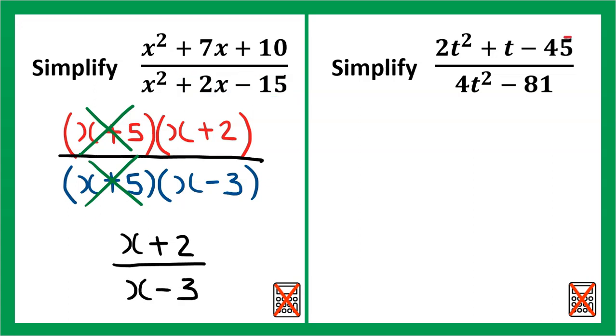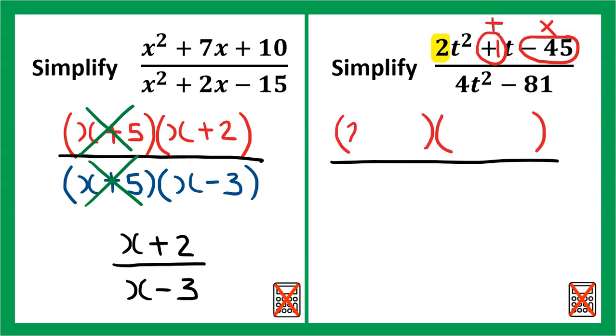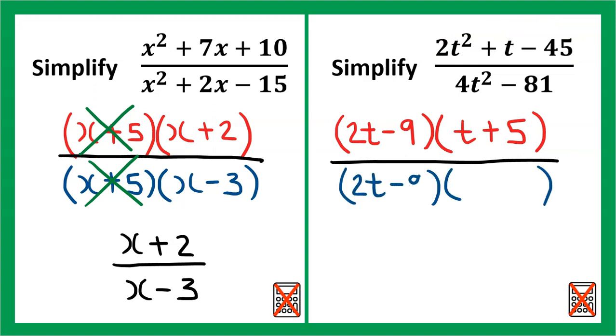And for the last question, we're looking for numbers that multiply to give us negative 45, but add to give us 1. But one of these factors has been multiplied by 2, meaning the brackets would be 2t minus 9 and t plus 5. For the denominator, we have a difference of 2 squares, meaning the brackets would be 2t minus 9 and 2t plus 9.